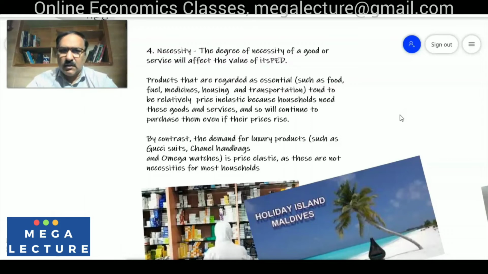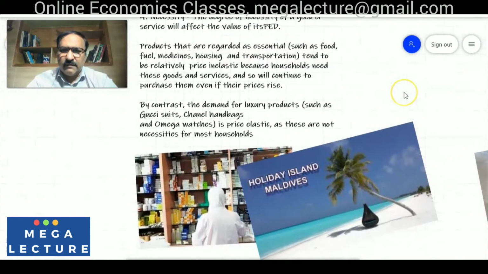Products that are usually regarded as essential products have inelastic demand. This means products like fuel, medicine, housing. These goods have inelastic demand. When price rises, demand does not respond to that extent.